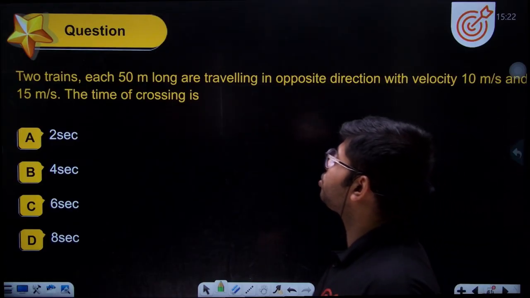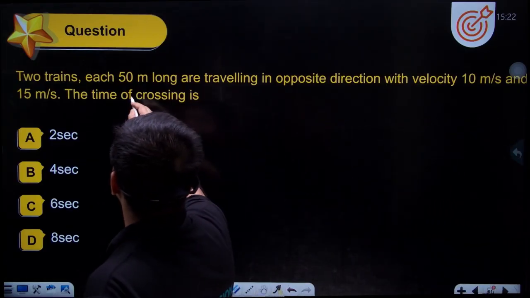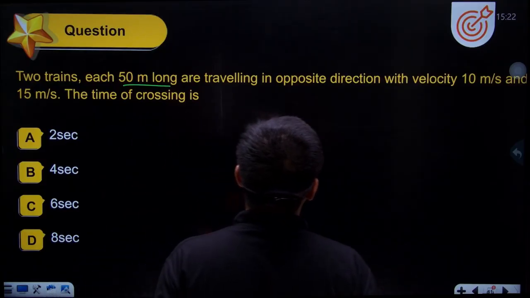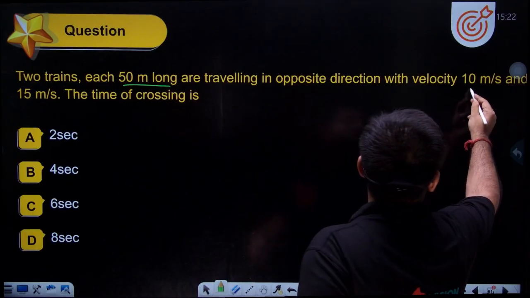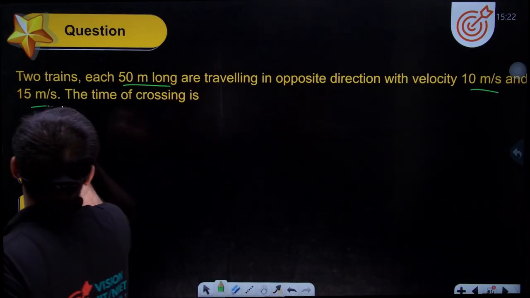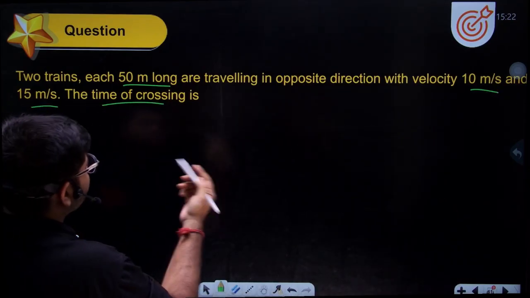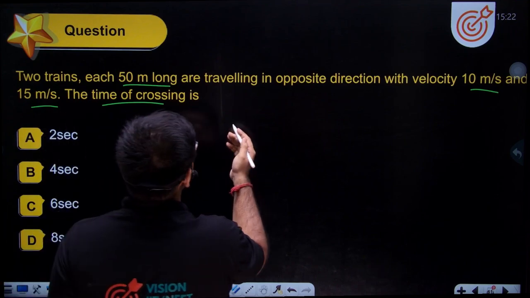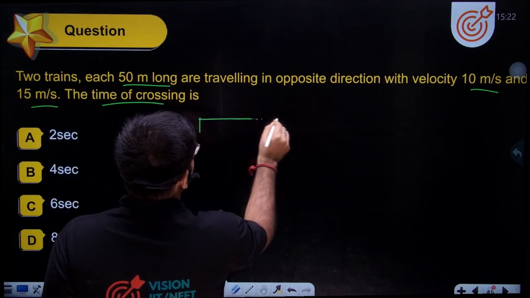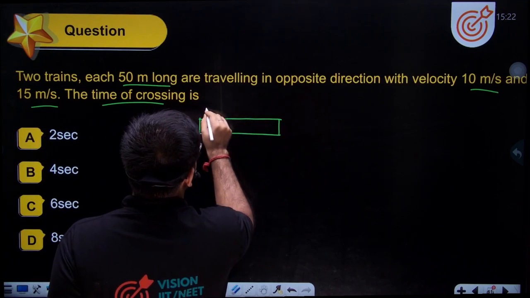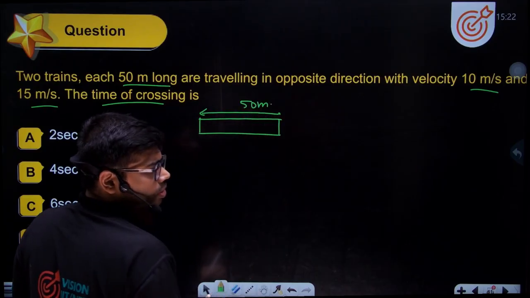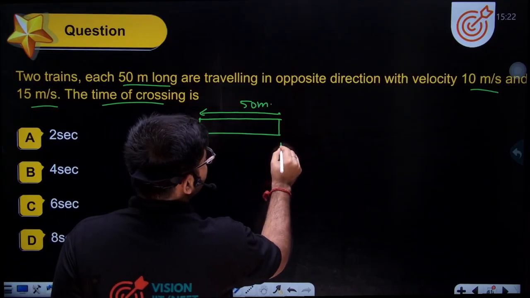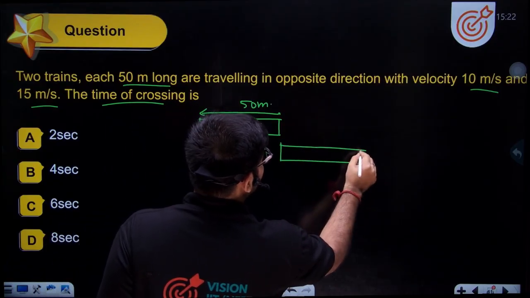Okay, two trains each 50-meter long are traveling in opposite directions with speed 10 meter per second and 15 meter per second. The time of crossing is? So here there are two trains. This is a train 50 meter long. This is another train, 50 meter long.